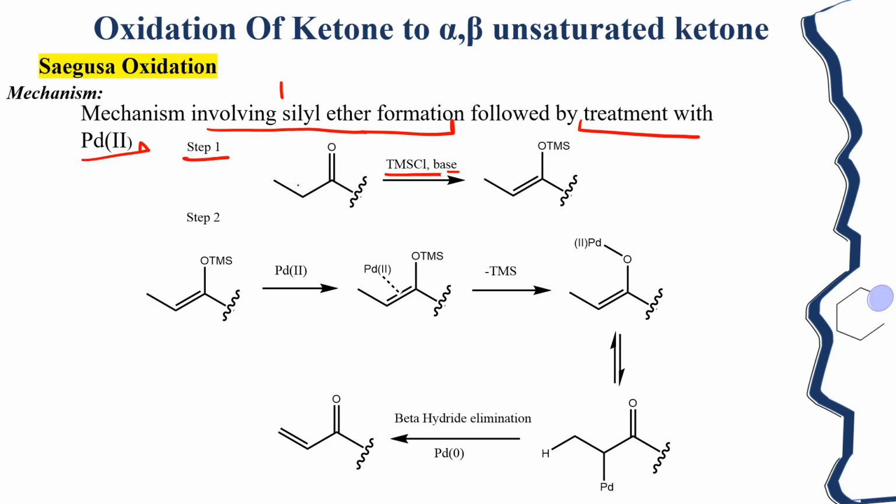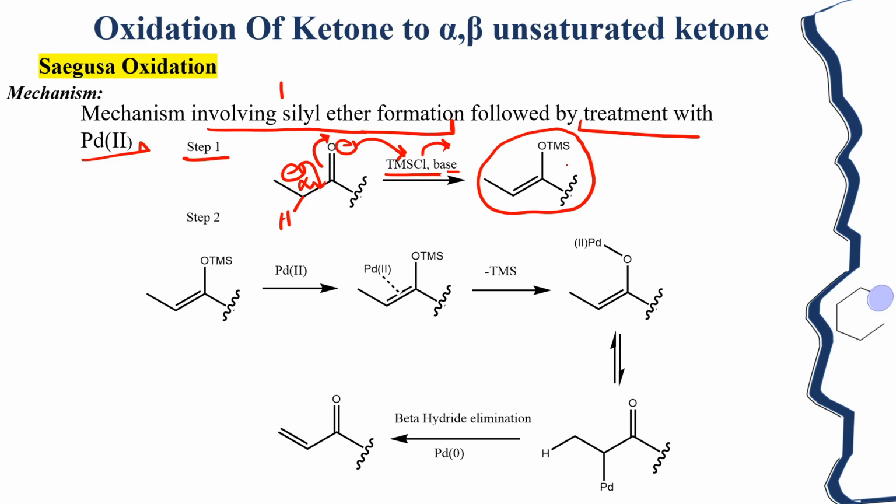You can see here, this is the alpha position which contains H, which is the acidic hydrogen. So the base will capture this acidic hydrogen, and then a negative charge is formed here. Now this negative charge will go here, and so O negative is formed, which attacks the TMS to remove the chloride, and we get the silyl ether.